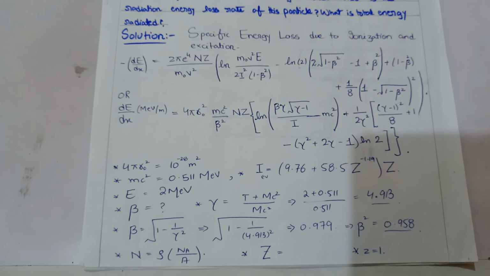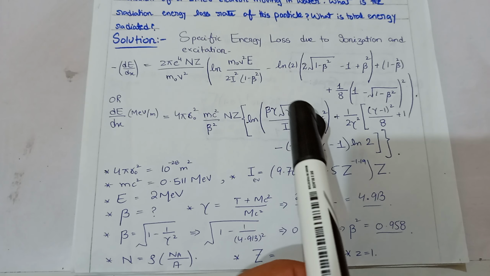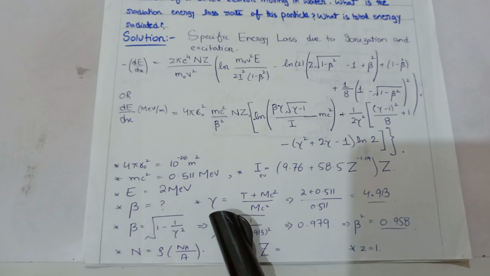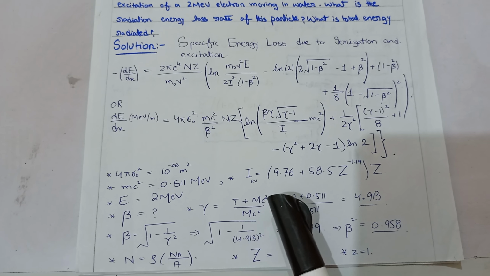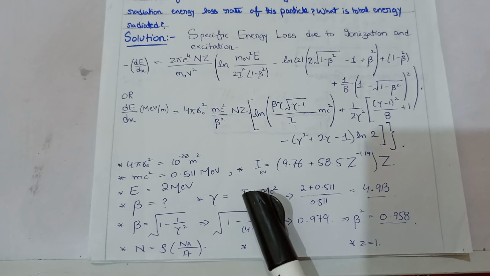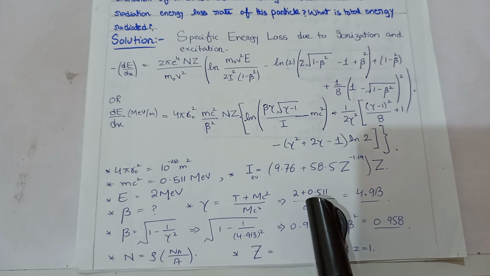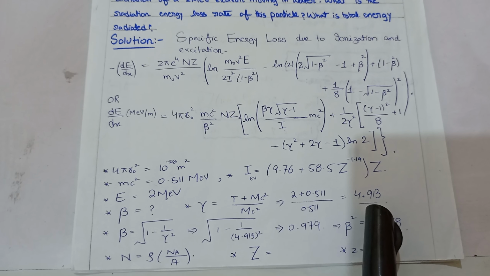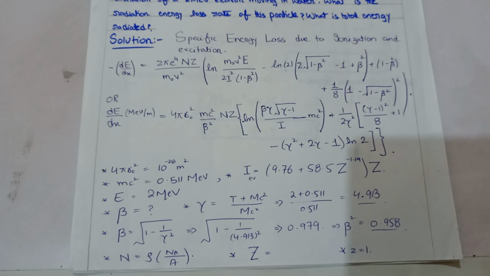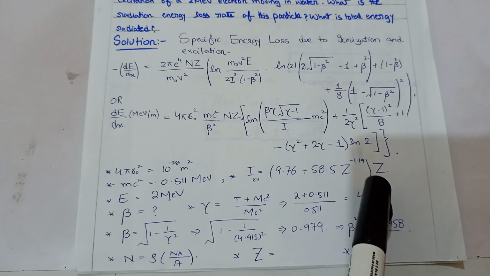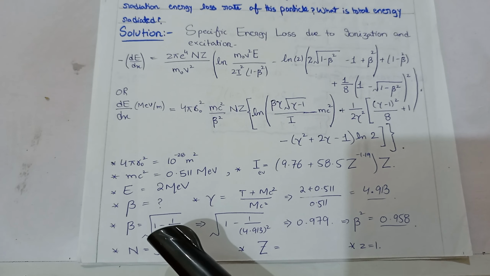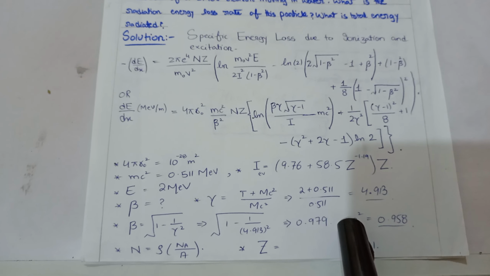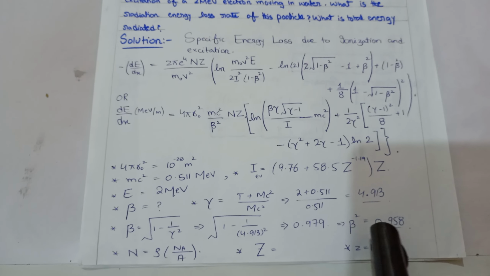The other factors that are unknown are beta and gamma. To find beta, first of all you find gamma. The formula for gamma is T, which is the energy, plus m0c², divided by m0c². T in our scenario is 2, and m0c² you already know, the constant 0.511. After calculating you will get gamma equal to 4.913. Similarly, there is another formula to find beta, which is the square root of 1 minus 1 divided by gamma squared. After putting in the value of gamma, you will get your value of beta, and also beta squared.